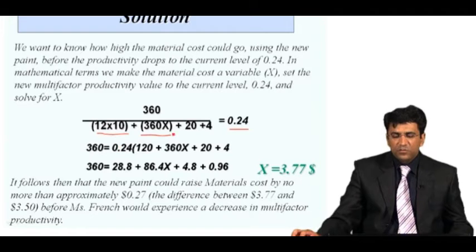So you can see by cross multiplication and solving this equation, we can get the value of X equal to 3.77. So it was asked in the question how much the material cost should be increased. Initially the material cost was 3.5, so the increase in material cost will be equal to 3.77 minus 3.75. This will be almost equal to $0.27. So this is the final answer to this question.